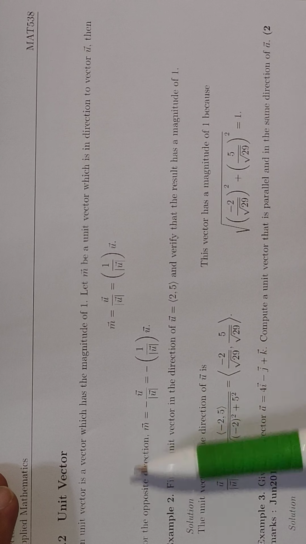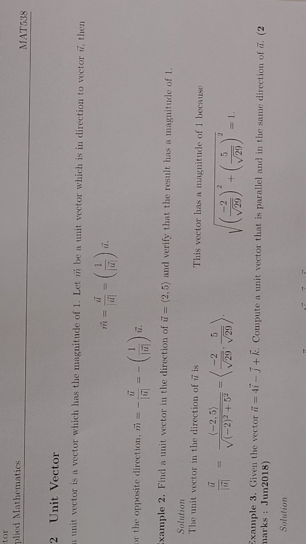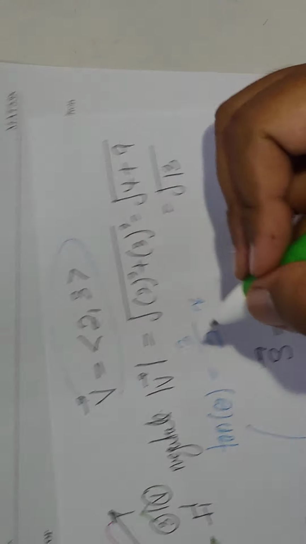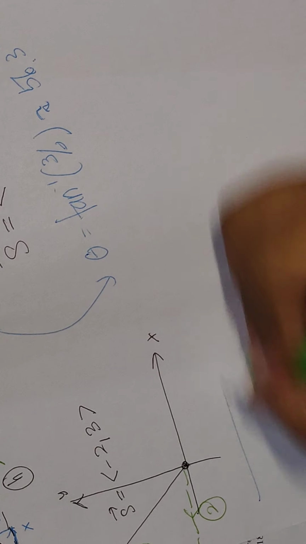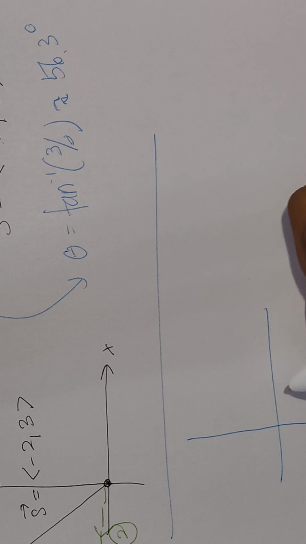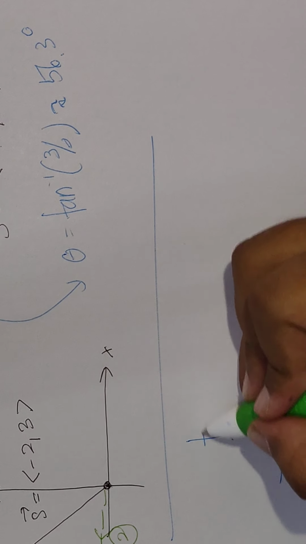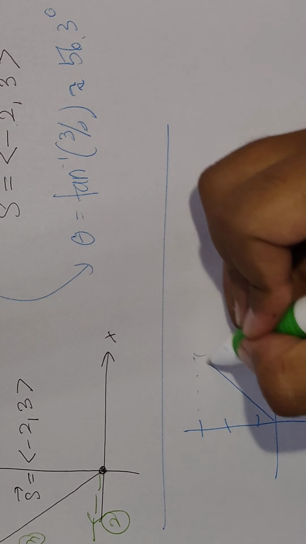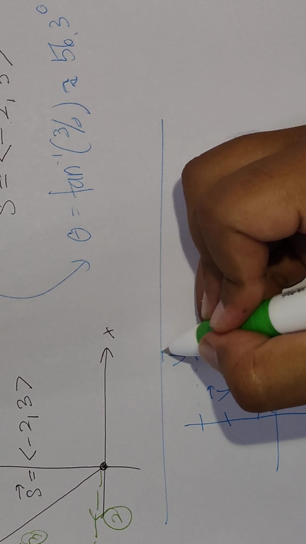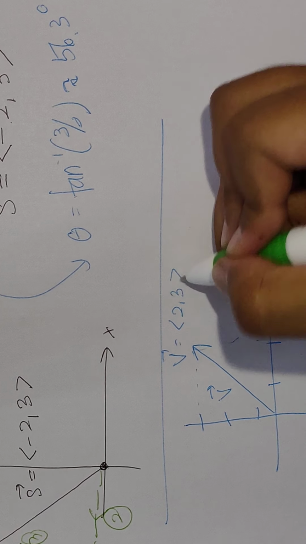Okay, the unit vector, right? What is the unit vector? We discussed this in class. Let's say we have a vector, like in our previous discussion. Let's say we have the vector (2, 3), which is 2 units to the right and 3 units up. It will look like this. Let's say this is the vector V. Vector V is equal to (2, 3).